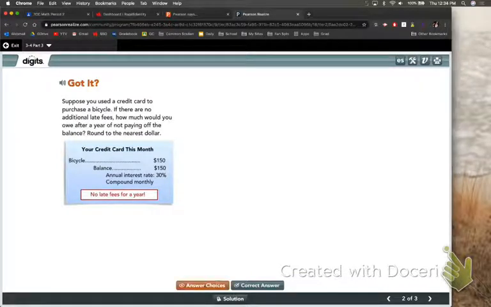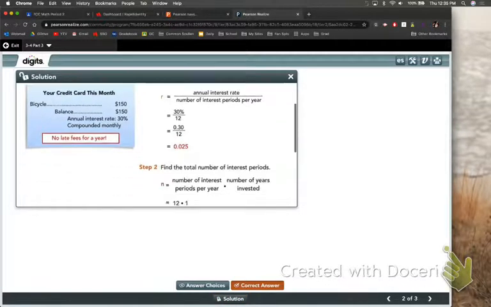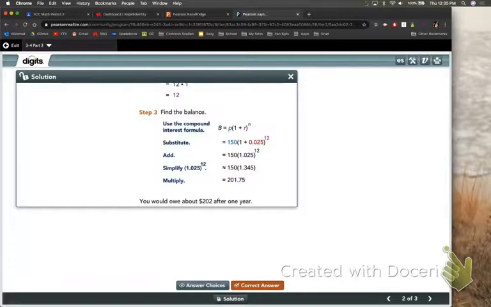Pause it. Answer choices are here. And the correct answer is 202. 30% interest is very, very high. You don't want that. If you type that in, that is what's going on. Okay.